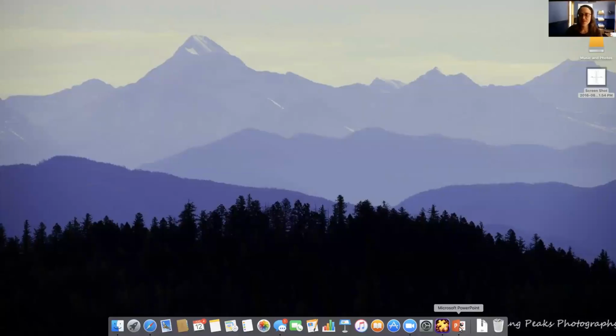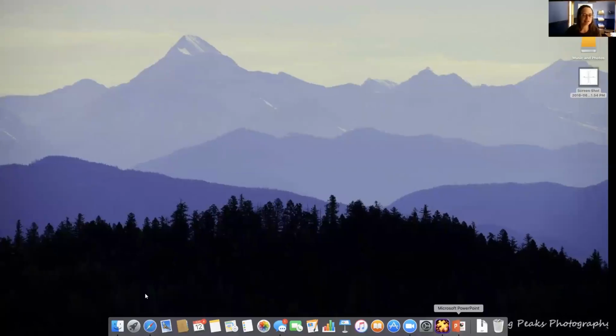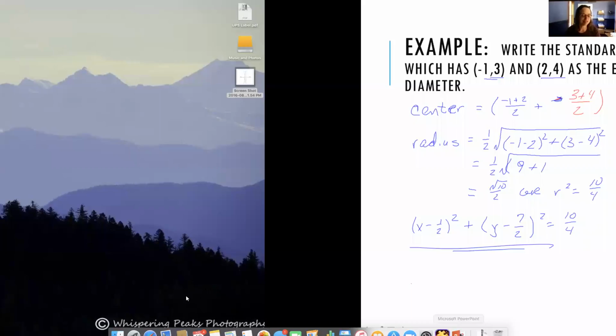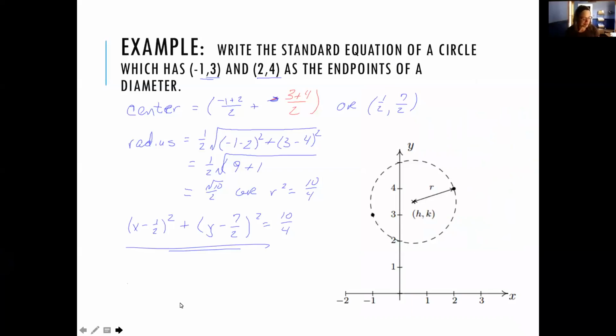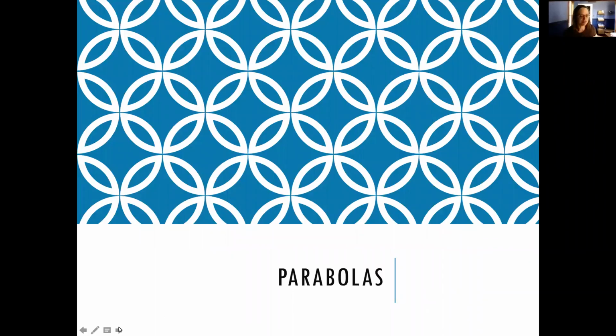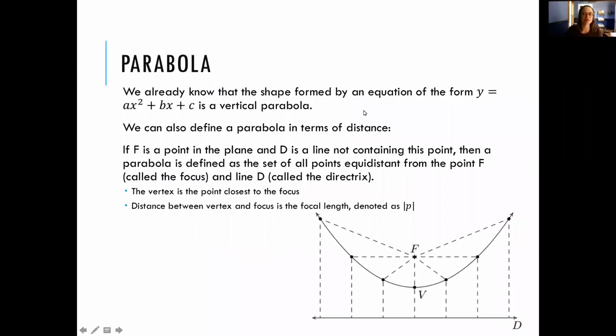We're going to continue our conversation of conic sections with a discussion on parabolas. Now, we've talked about parabolas in previous classes as being defined by an equation of the form y equals ax squared plus bx plus c. But there's actually a definition of parabolas that is based on a fixed point and a distance.